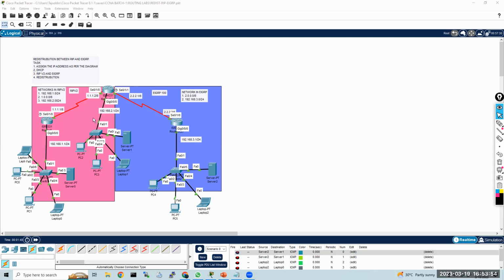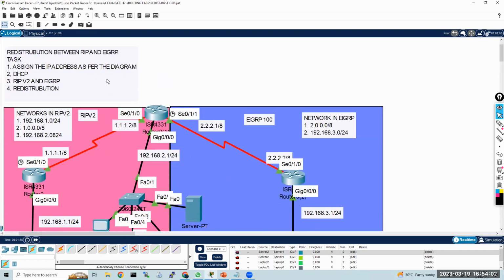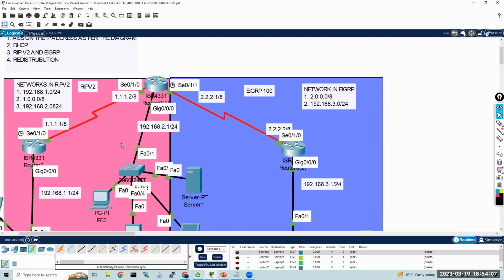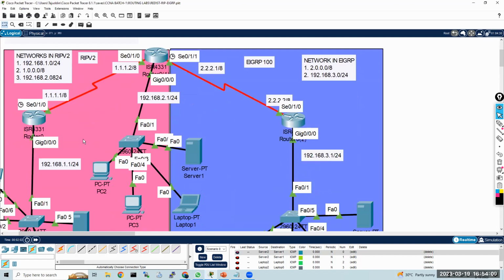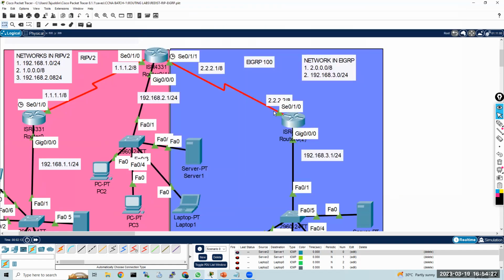So let me show you how it works, guys. Let me make it big here. Now it is visible, right? The redistribution between RIP and EIGRP. Here the pink color networks are running RIP, and the blue color are running EIGRP. This means these three networks are running RIP. The other two networks, this WAN link and this LAN link, in blue color, are running EIGRP.